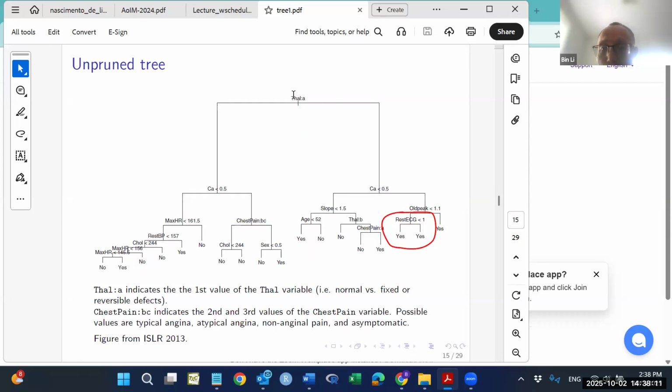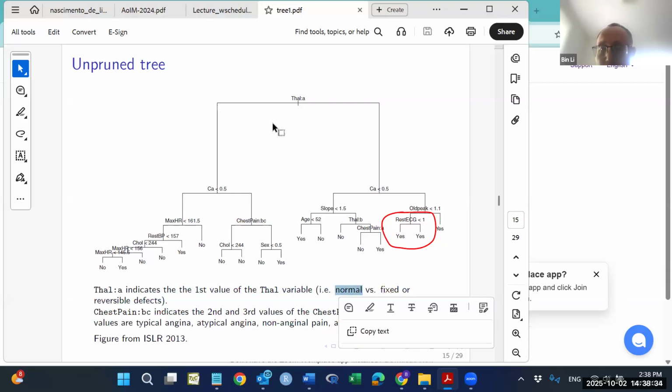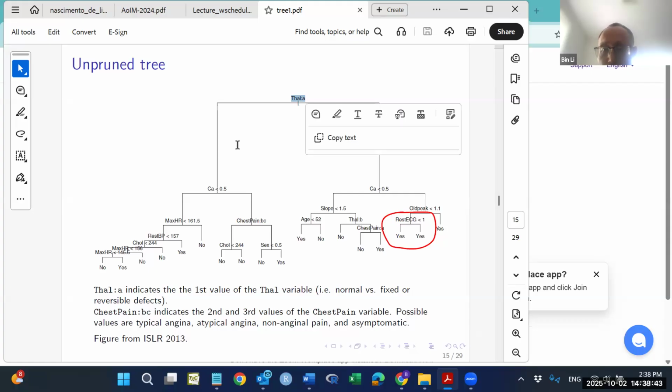So when it shows the cell column A, what does that mean? That means it's the first value of the cell variable. It has three levels: normal, fixed, and reversible defects. So what is the first one? The first one is normal. So that means if the Saulian stress test is normal, then we go to the left branch. Otherwise, we go to the right branch. Is that clear? So that's how it does.